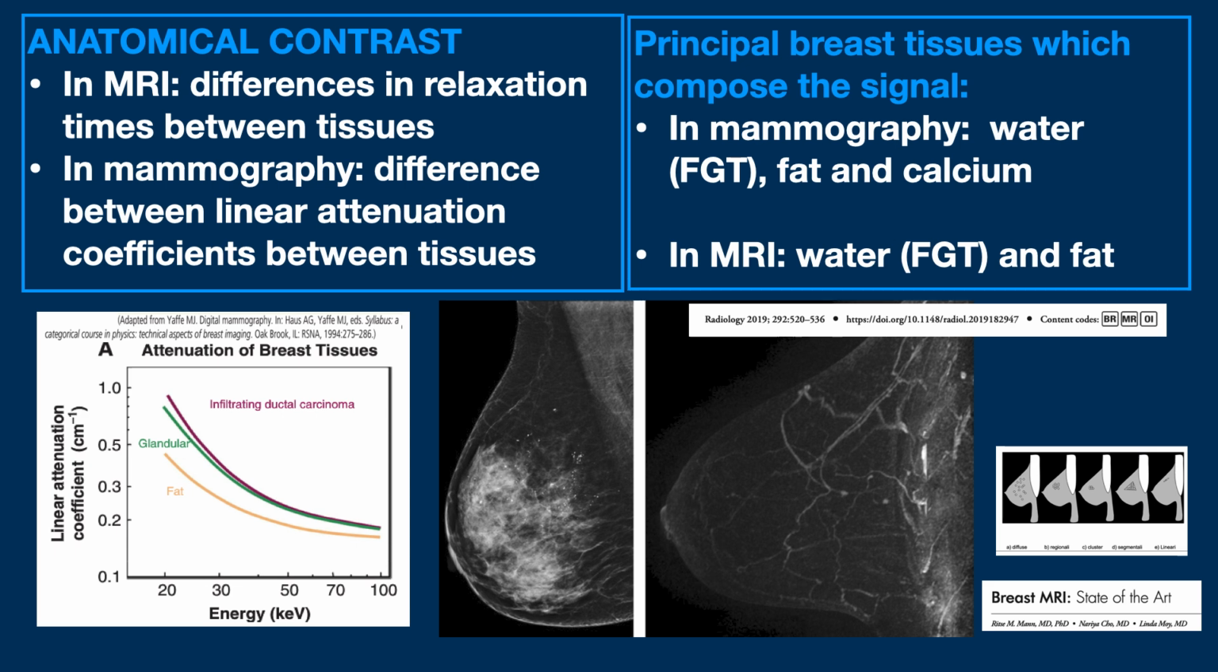And in mammography, as you know, the contrast is based on the difference between the linear attenuation coefficients, which is really poor, particularly when considering healthy glandular tissue and pathological tissue, as can be seen in this graph. If we look at which tissues form the signal in the two modalities, they are the same, apart from calcium, which in MRI is only seen in particular situations. As we know, microcalcifications are very important in breast pathology. This is certainly a handicap of MRI.